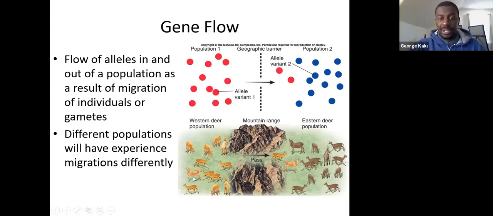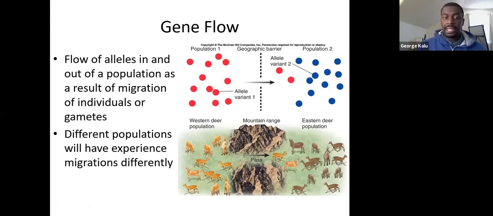So that's what we see here with the western deer population and the eastern deer population. There's this passageway where the western deer can cross over into the eastern deer. As they do that, the allele frequency in the eastern deer population is going to change because you have new alleles entering the population. And so we end up with evolution resulting.